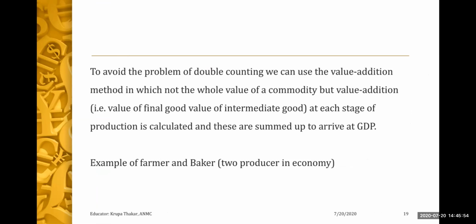Let me give you an example of a farmer and a baker. Let's say there are two kinds of producers in an economy: one is a wheat producer or a farmer, and the other is a bread maker or a baker. When the wheat producer grows wheat, they do not need any input other than human labor. So they are going to sell part of the wheat to the baker.